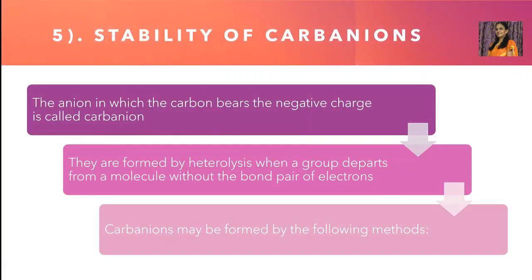Now next is another application of mesomeric effect, that is stability of carbanions. The anion in which carbon bears negative charge is called carbanion. They are formed by heterolysis, that is heterolytic bond fission. When a group departs from a molecule without the bond pair of electrons, then carbanions are produced. Carbanions may be formed by the following methods.